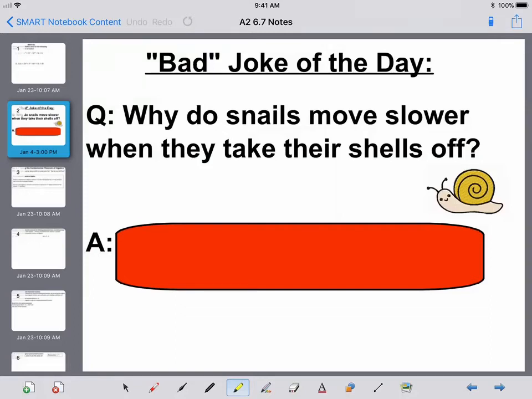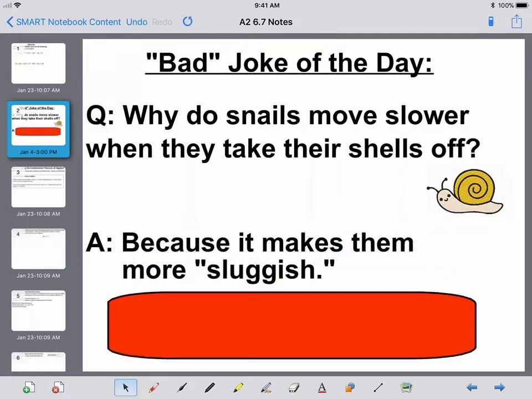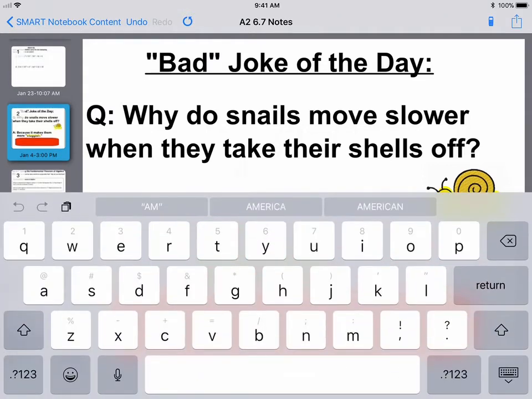Okay, so before we get started with these 6.7 notes, here's your bad joke of the day. Why do snails move slower when they take their shells off? The answer is because it makes them more sluggish, right? If this guy takes off his shell, he's a slug. So, haha.